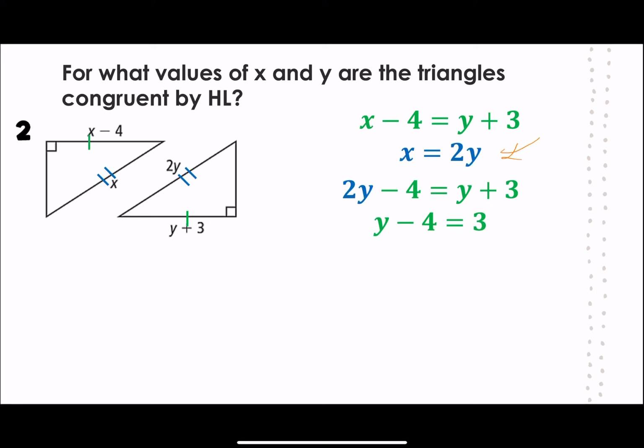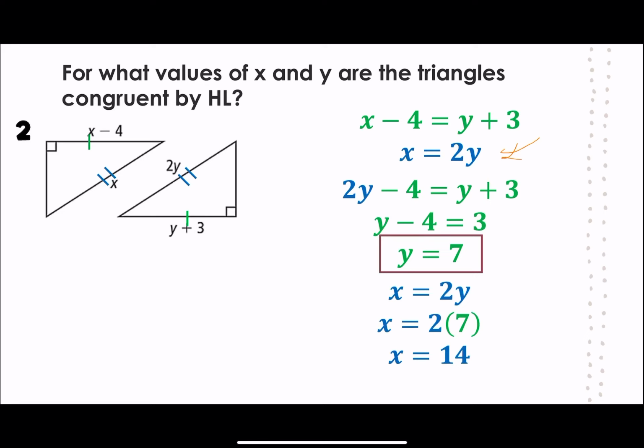So now you're going to solve for y. Subtract the y from both sides. You get y minus 4 equals 3. Add the 4, you get y equals 7. And you think you're done, but x is still not a value yet. You're going to have to take the 7 and plug it into that original blue equation. So it becomes x equals 2 times 7, which is going to be that x is 14.